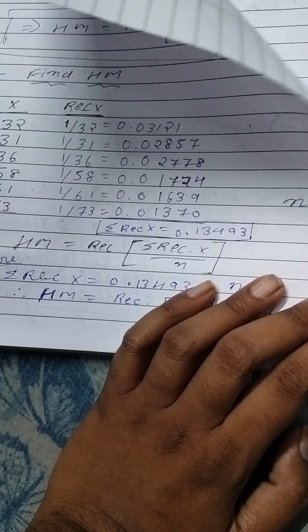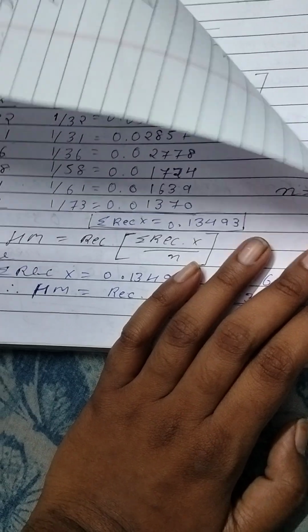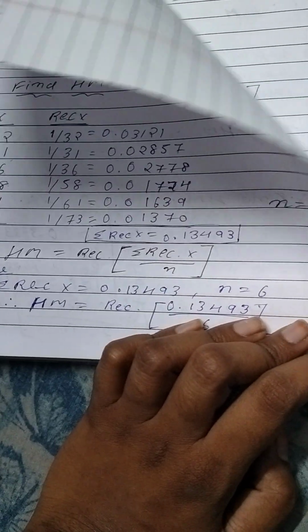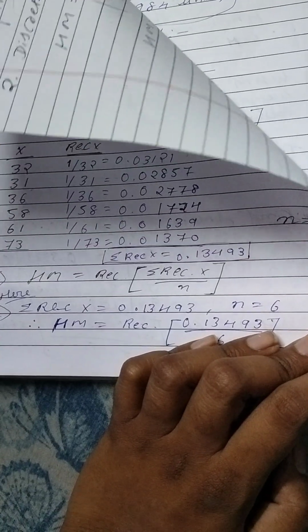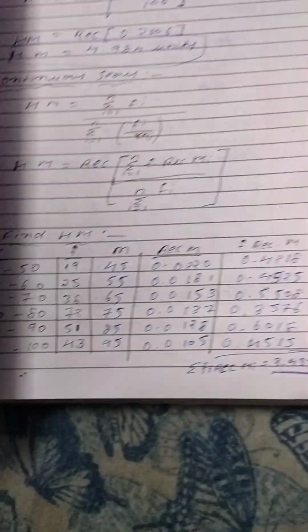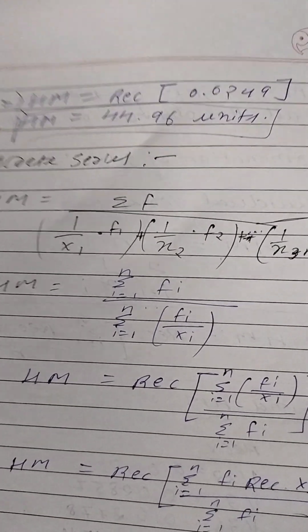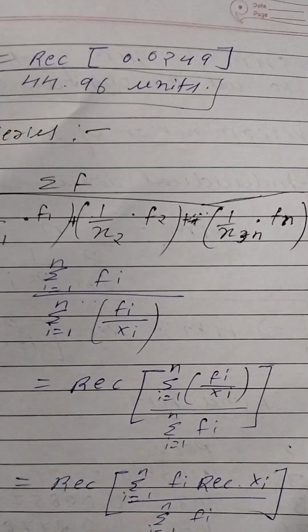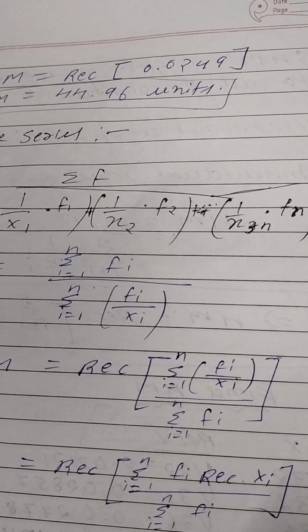So here what is the summation of the xi? Here is the value where we have added all the reciprocal observations, and then we have n number of observations, so the reciprocal sum is 0 point something like that, and n is 6, and the value is divided by 6, and what will we get? Okay, so here the HM is the reciprocal of 0.249.